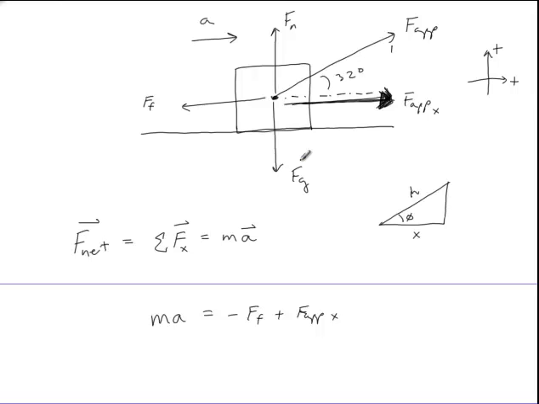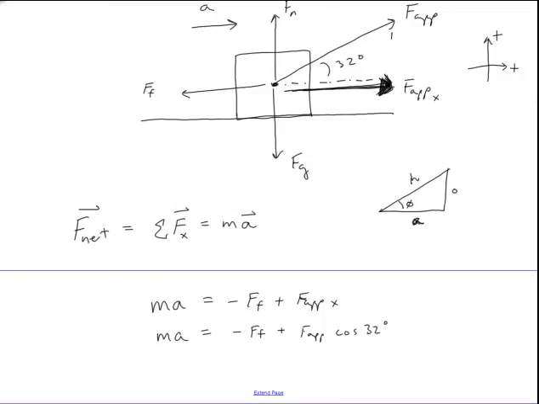If this is theta, this is opposite. This is adjacent. What uses adjacent and hypotenuse? SOHCAHTOA, it's cos. So F applied in the x direction is F applied times cos 32 degrees. Let's rewrite this: ma equals negative F_f plus F applied times cos 32 degrees. And that's all we need.